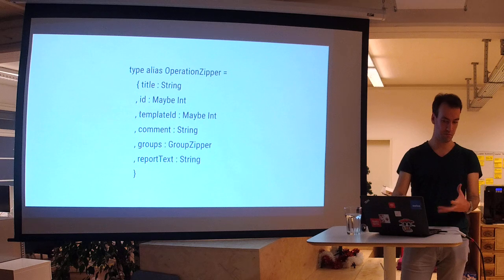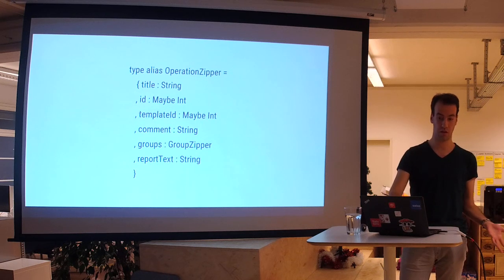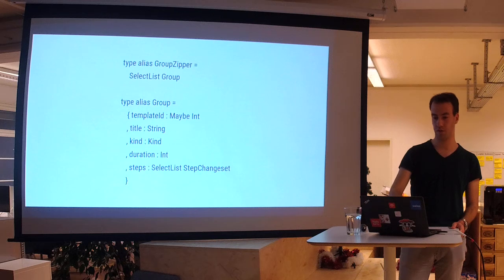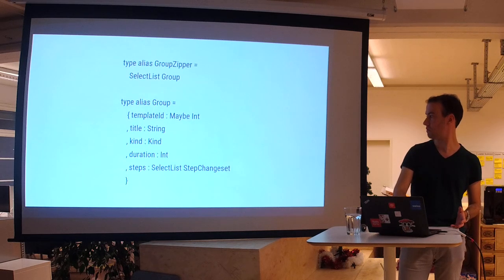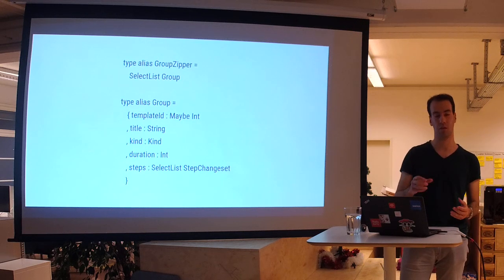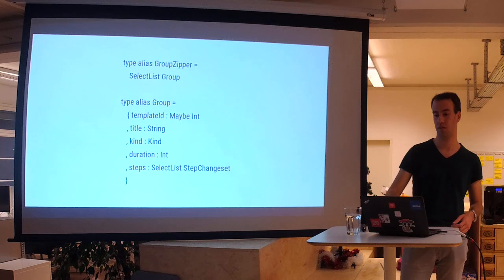So this represents the operation in the view that I just showed you. It has some metadata, well, some data of the operation model, if you want. And also the important part is here, this groups field is a group zipper. So in the operation we can traverse the groups, and in each group we can traverse the steps of this group. And you can see that I'm just reusing the select list implementation. I'm not inventing anything new here. And this thing doesn't have anything fancy. The nesting is only 2 levels, it's a list of lists, if you like.